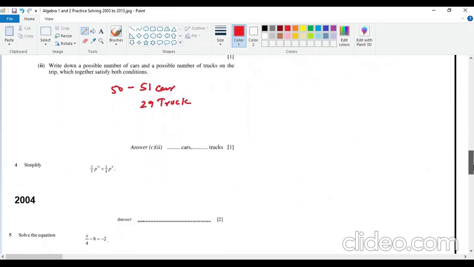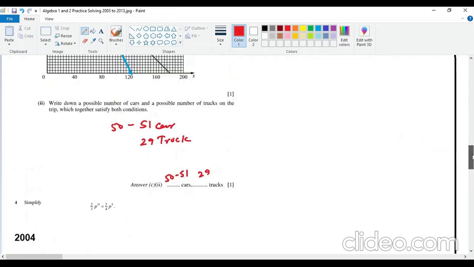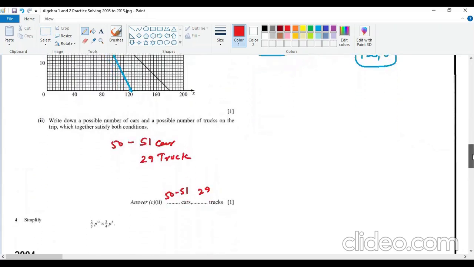So you can write 50 to 51 cars or 29. Well, it cannot be 30 because it is not touching 30. Okay, so 29 is the fine answer.